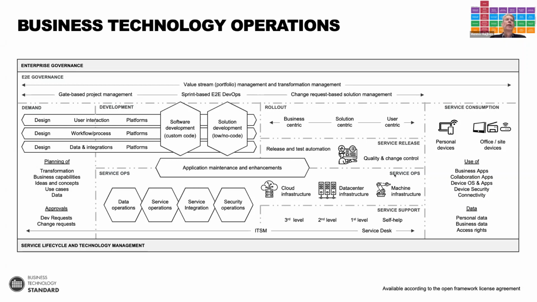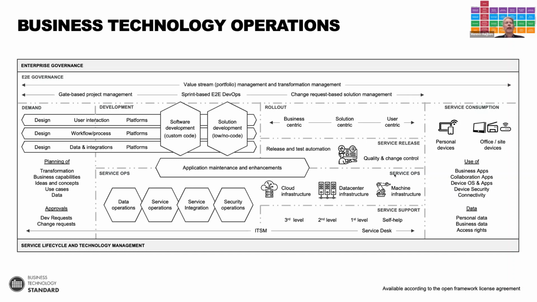So on the left side is also very much about the planning. Are we doing a transformation? Are we building new business capabilities? Do we just do some feasibility study or use cases or data? And on the other side, we have the service consumption, what are we going to use, the business apps, the collaboration applications, the devices, all that stuff, and what data we consume. So there's a lot of detail on this map, but in a way you find all the components there.